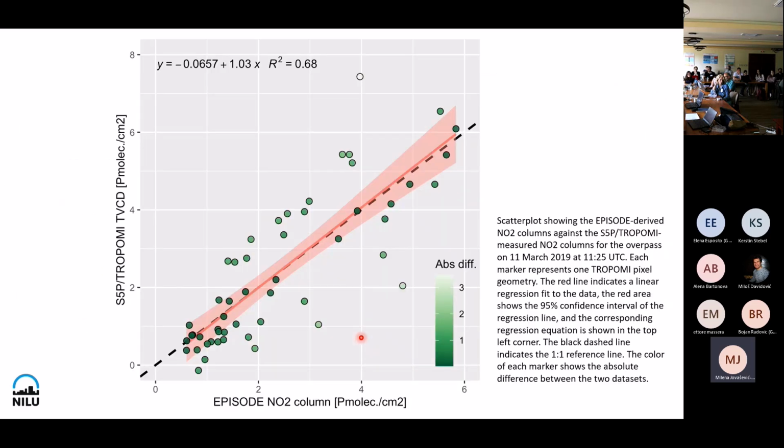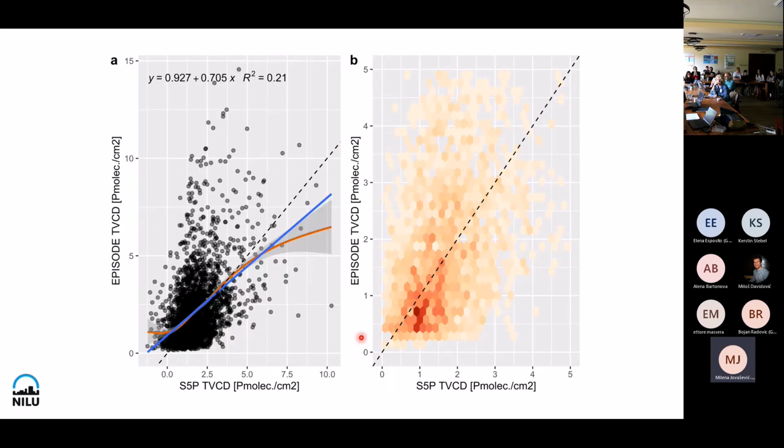And this scatter plot shows this correlation between these two. So on the x-axis, we have the model output, the columns of NO2, and on the y-axis, the satellite NO2. And so we had a reasonably good correlation, about R square of 0.7. And so we were quite happy to see that, at least to some extent.